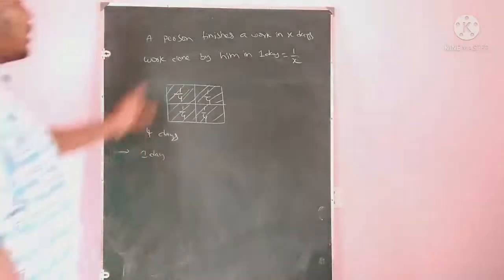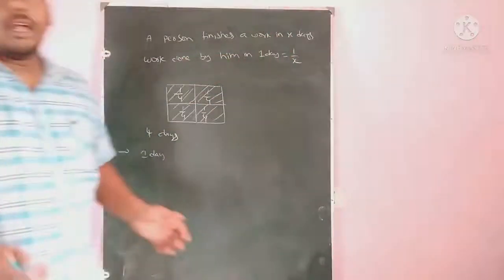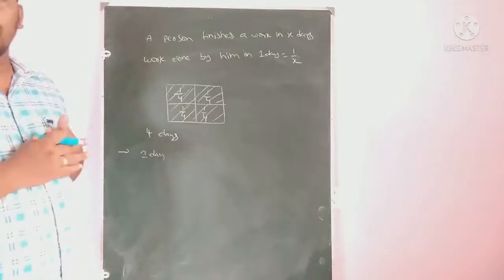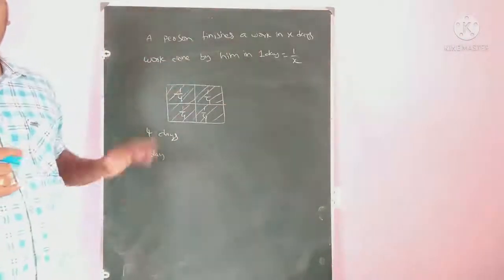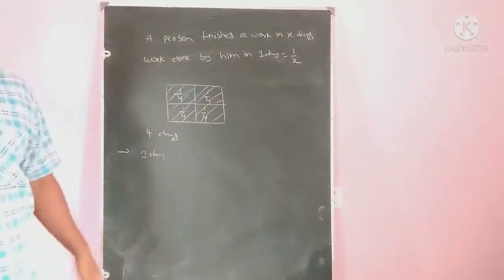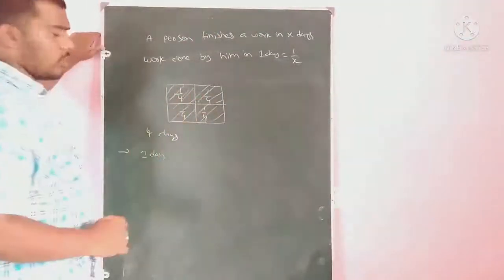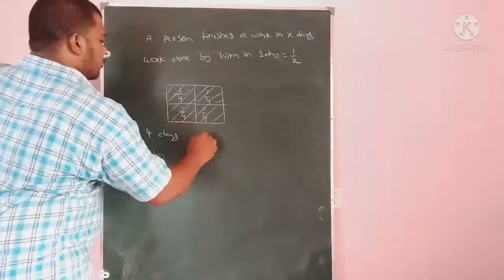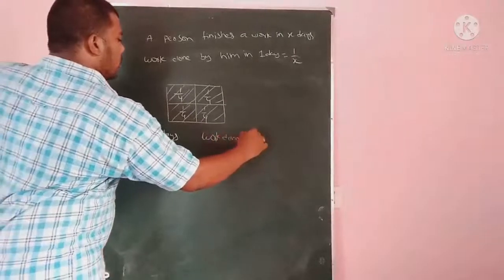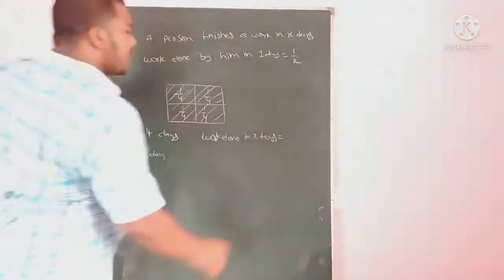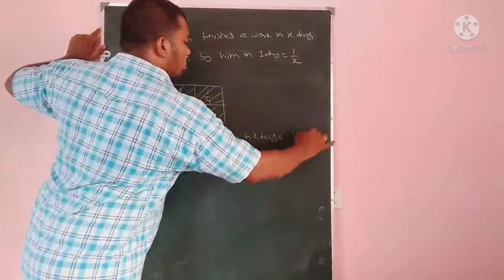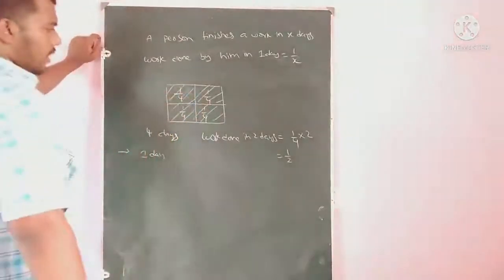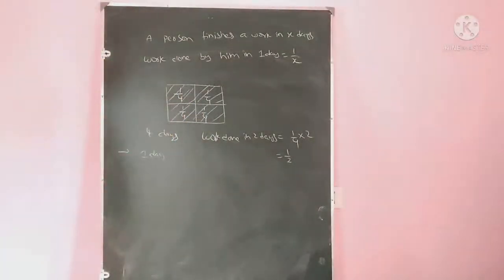The same way, if you are finishing the work in x days, you have divided the work into x parts. So in 1 day how much work will you do? 1 part out of the total x. In 2 days it means 2 into 1 by x. In this example, the work done in 2 days means each day's work is 1 by 4, so 2 days means 2 into 1 by 4, which is 1 by 4 plus 1 by 4, that is 2 by 4, as usual 1 by 2.